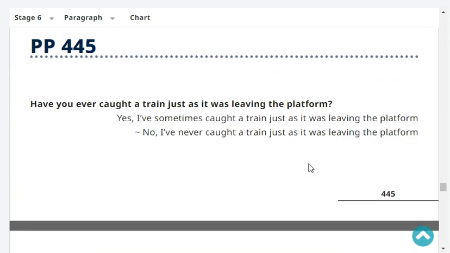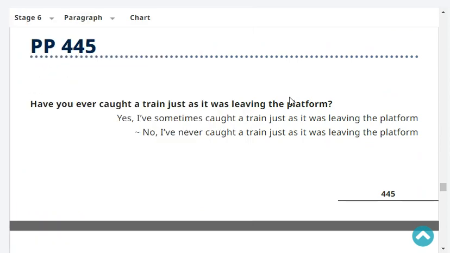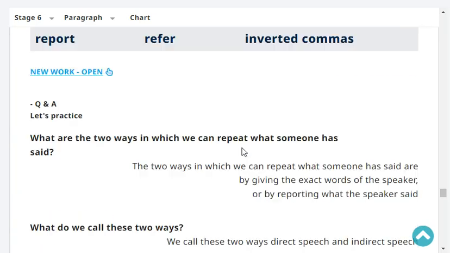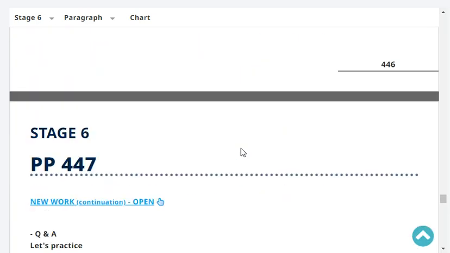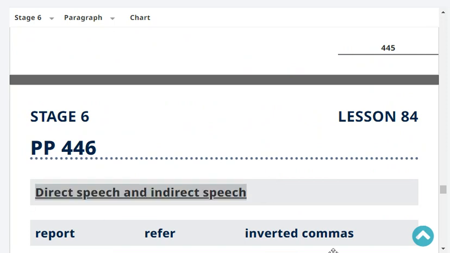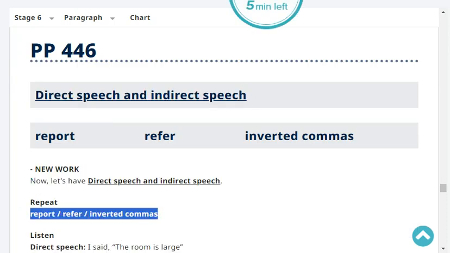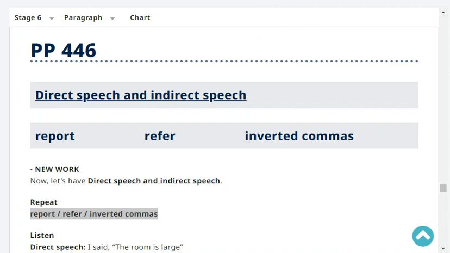Have you ever caught a train just as it was leaving the platform? Yes or no? Yes, I've sometimes caught a train just as it was leaving the platform. Very good. Okay, next repeat direct speech. Direct speech. Very good. Okay, so now let's talk about direct speech and indirect speech. Repeat report, refer, inverted commas. Very good.